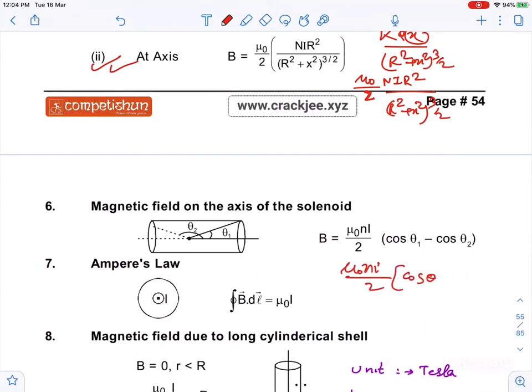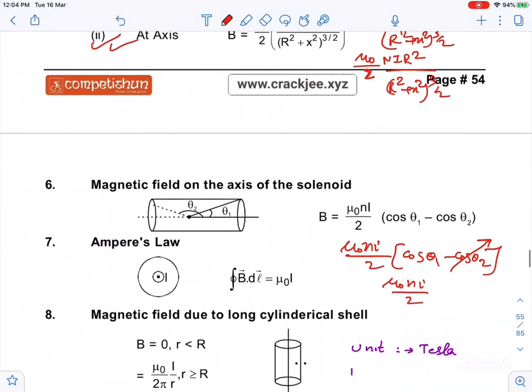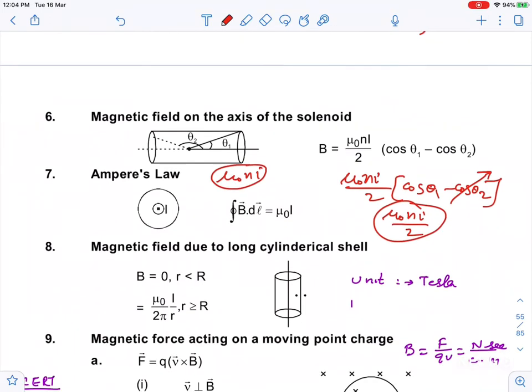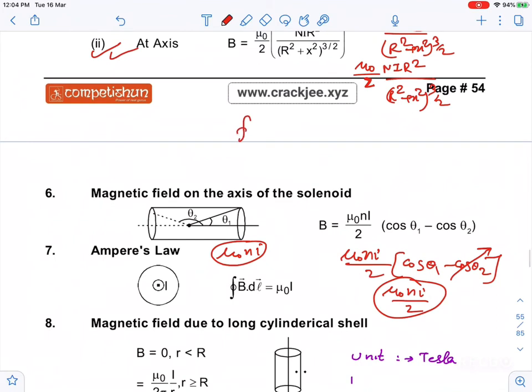Magnetic field on the axis of a solenoid, you should remember, is mu naught N I by 2 times cos theta 1 minus cos theta 2. Suppose theta 1 becomes 0 and theta 2 becomes 90 degrees, so this becomes mu naught N I by 2. So at the center you can say it is mu naught N I, at the end mu naught N I by 2. So these things you have to keep in mind, guys.